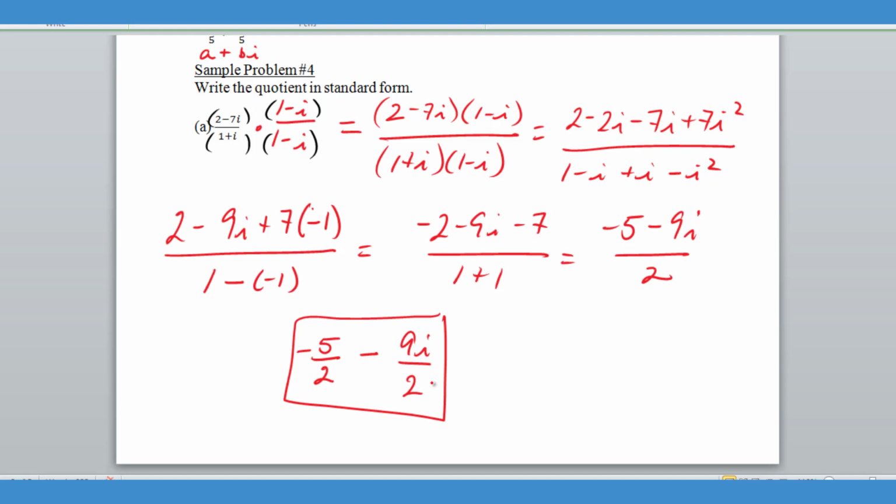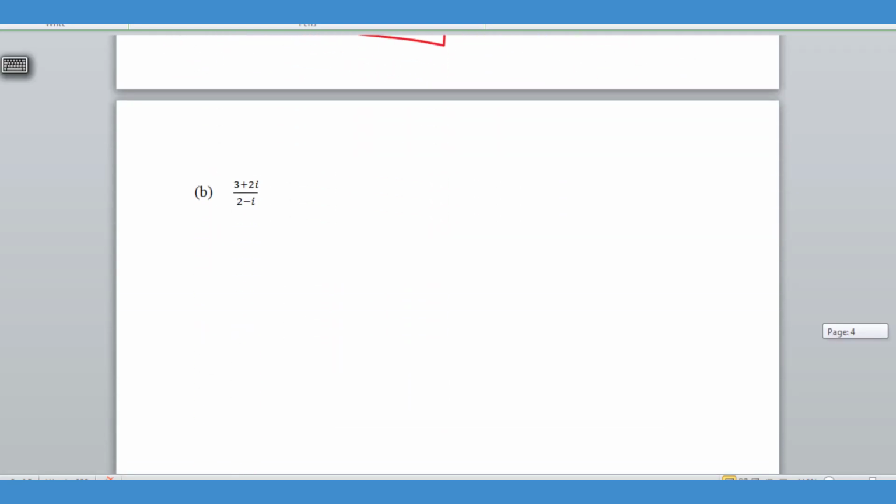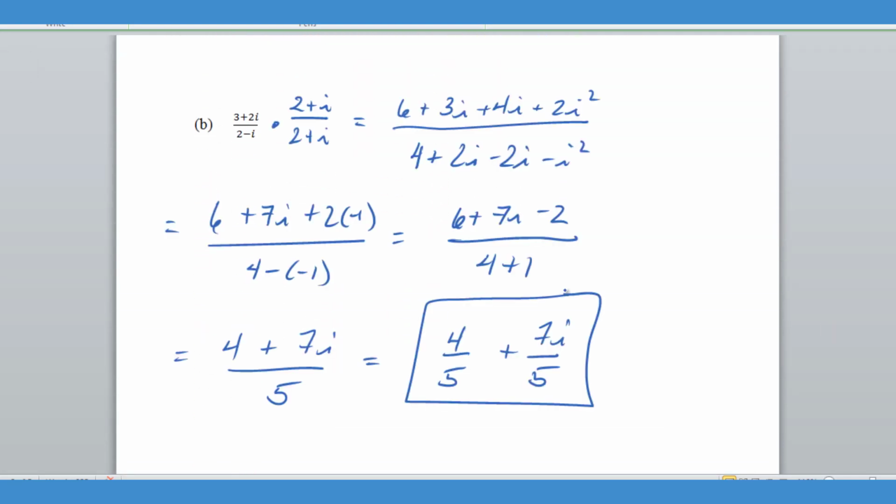Okay, so let's take a look at part B. I'll go ahead and work it out real quick, and you can come back and take a look at it. And that is how we can use complex conjugates to help rationalize the denominator whenever we have an imaginary number in the denominator.